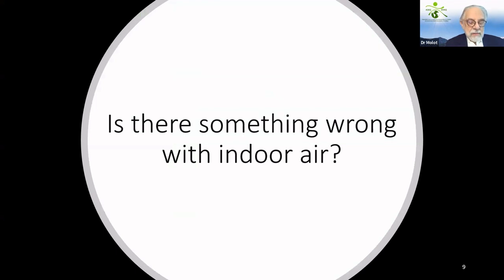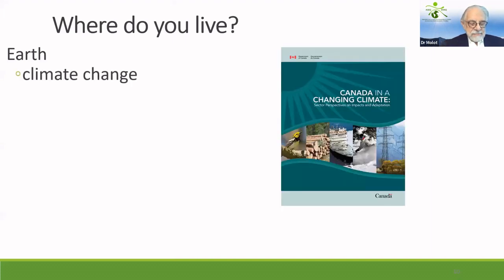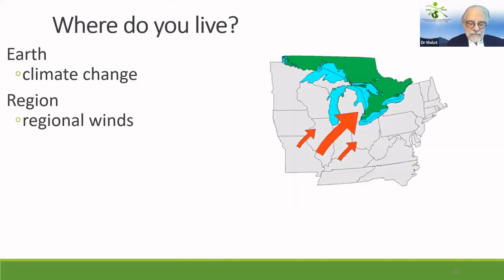So is there something wrong with our indoor air? The air quality in your house depends on where you live. For example, climate change can increase ground level ozone and the amount of allergens found in the outdoor air. It also depends on what region you live in. This is a picture of the potential effect of the United States coal mining industry on the air quality in Canada just by the way regional winds move.